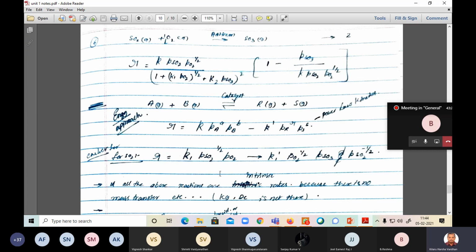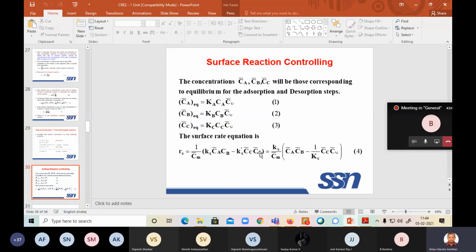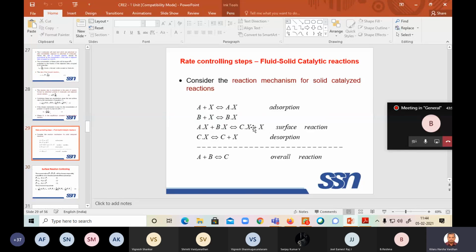So now you understood how to write the rate, right? This is the same thing now I will get here. This is the adsorption, this is the surface reaction, this is the desorption. Overall reaction is A plus B giving you C. Now can we write if surface reaction is controlling? If surface reaction is controlling, this is controlling, right?